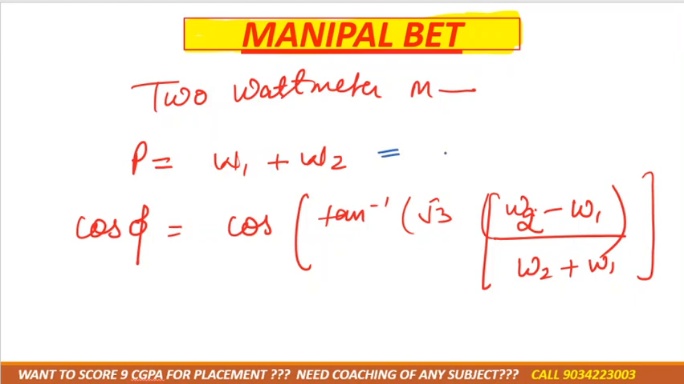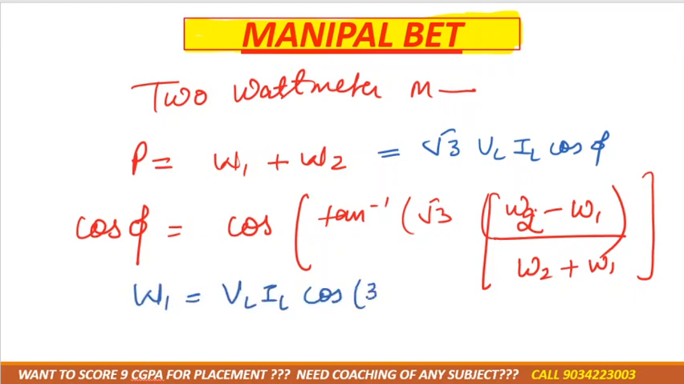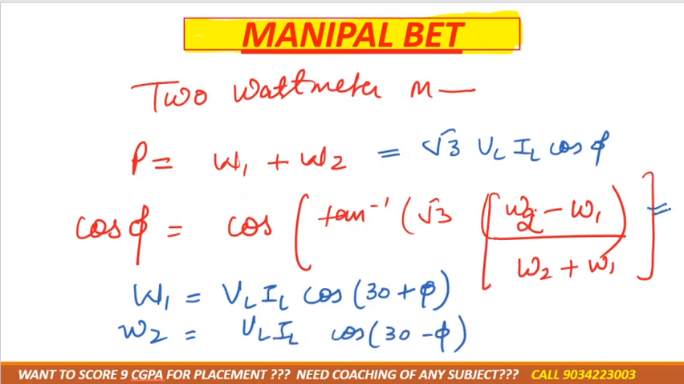And power will have again the same formula, root 3 VL IL cos phi. And sometimes you need to calculate W1. W1 is VL IL cos of 30 plus phi. And W2 is also equal to VL IL cos of 30 minus phi. These formulas are according to your handbook.